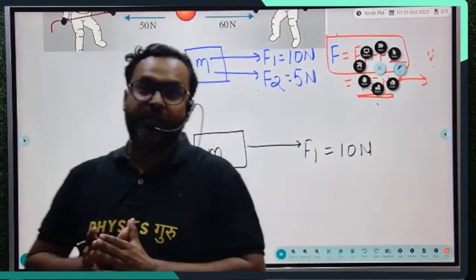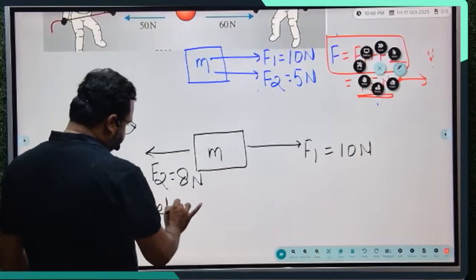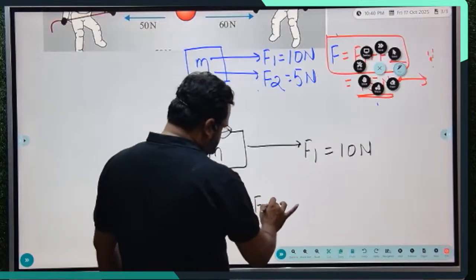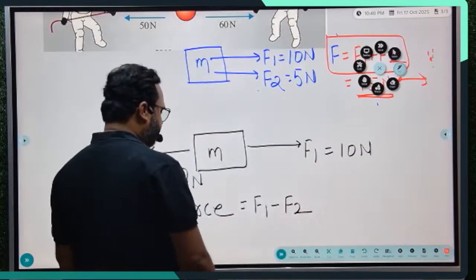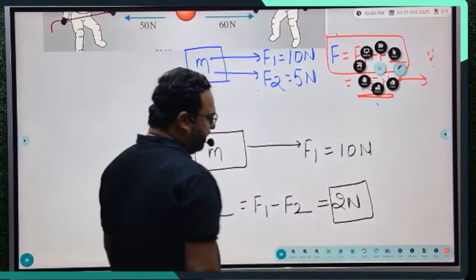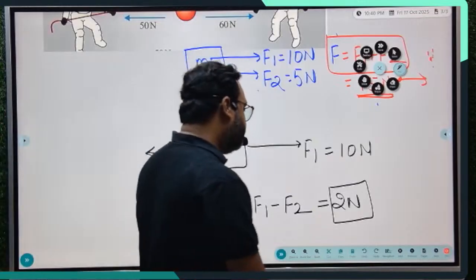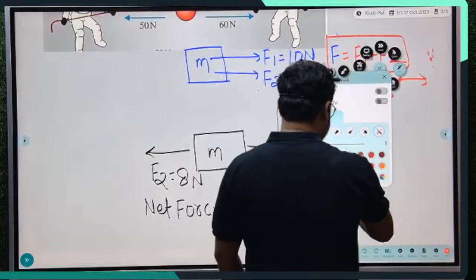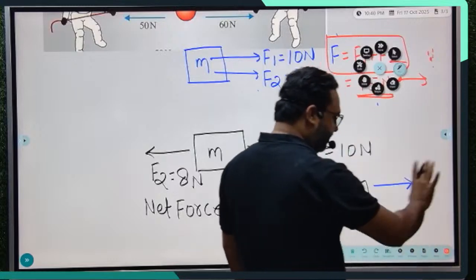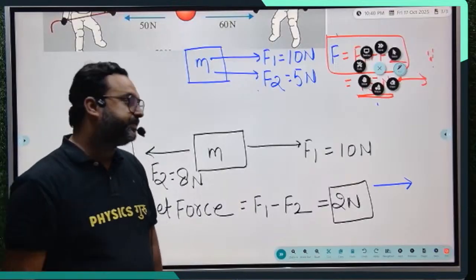If I ask you to find the total force, that is also called as net force. So it is F1 minus F2, which is nothing but 10 minus 8, that comes out to be 2 Newton. It is important to note that the direction is always towards the greater force. So direction is from left to right. Clear? So this is how we calculate force.